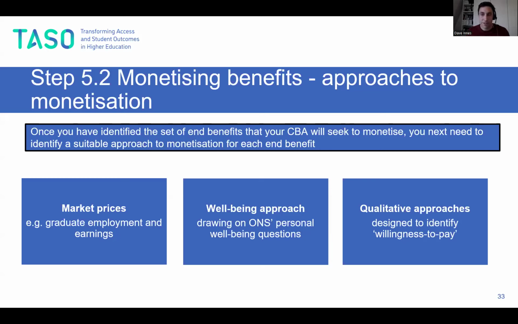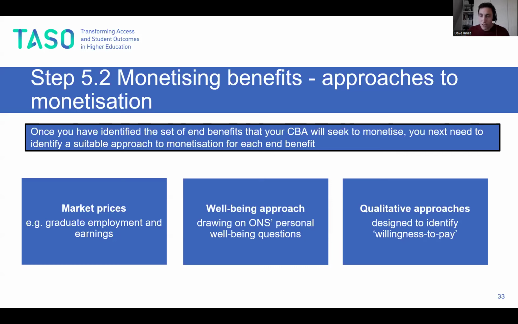So if you're interested in using a well-being approach, it will be important to identify that fairly early, so that you can build in those personal well-being questions that have been used in the ONS. And again, there's links in the guidance to those questions. But if you build those into survey tools early on, that may be something that enables you to use the well-being approach to monetizing those benefits further down the line.